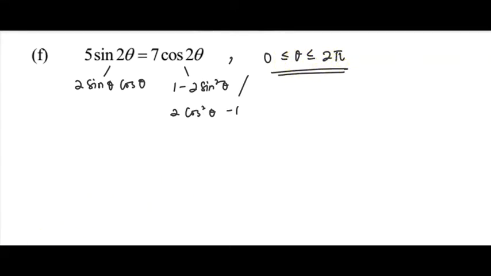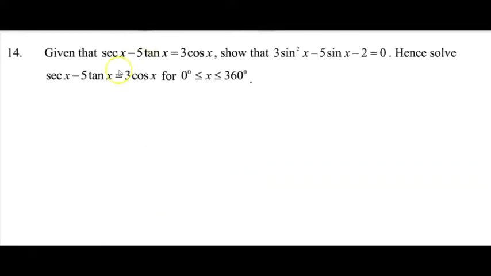Here I provide you the answer to this question, so you can try this question. Refer back to the example that I showed you just now, and take this as your exercise. The answer is 0.48 radian, 2.05, 3.161 radian, and 5.19 radian. So here is another example.